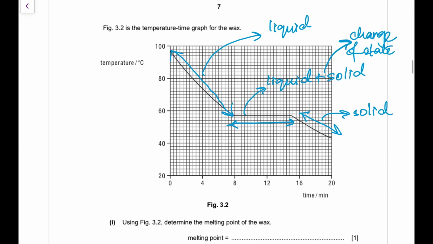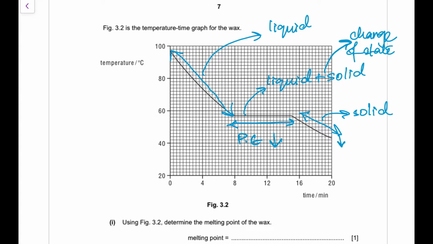Now because it is a cooling curve, heat is being taken out of the wax, which means the potential energy of the wax will decrease. And after all of the liquid wax has converted to solid wax, the temperature will again start to decrease, and so the kinetic energy will decrease.